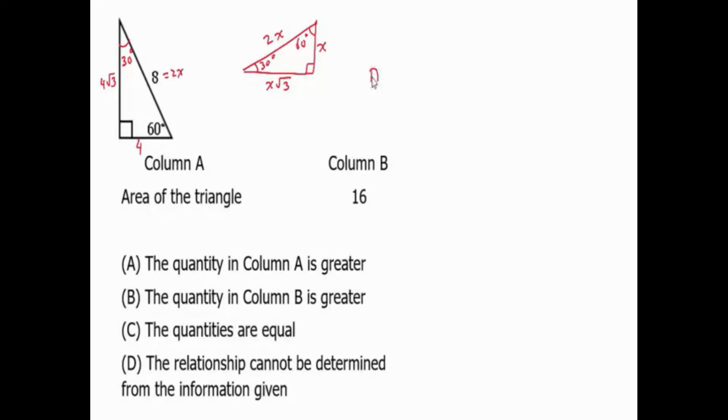So the area is given as base times the height divided by 2. So that's 4 times 4 square root 3 over 2. And we can simplify this, so that becomes 2 times 4, which is 8 times square root 3. Now, square root of 3 is a number that's less than 2 because 2 squared is 4. So this is going to be less than 8 multiplied by 2. And 8 multiplied by 2, 16, is what we have in column B. Therefore, column A is smaller. The quantity in column B is greater.